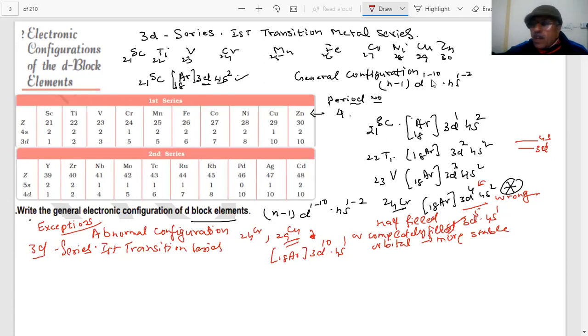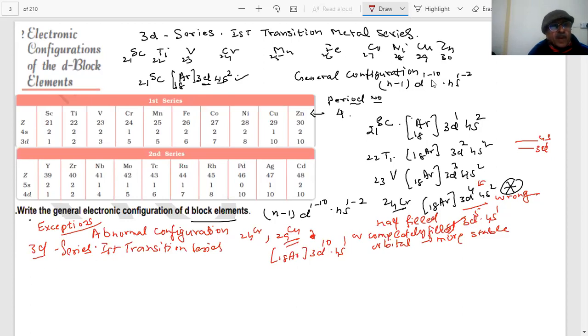Tell me, can you now write the electron configuration of the 3d series? Is there any problem? The general electronic configuration is (n-1)d 1 to 10, ns2. What happened here? Why 1 to 2? Because in chromium and copper, students, it becomes 4s1, not 4s2. So you have seen the correct configuration in the case of chromium. So these two are important configurations.